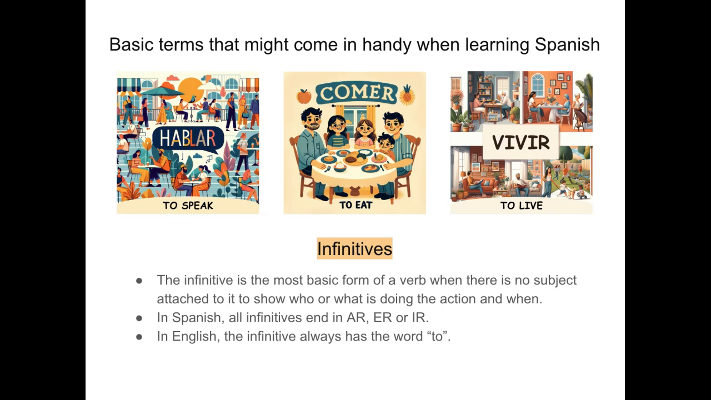In English, the infinitives always have the word to. So in these examples, to speak, to eat, to live. See how no one is doing these actions? This is also how verbs are typically listed in vocabulary lists.